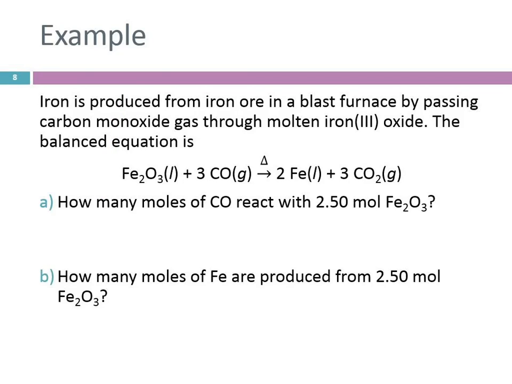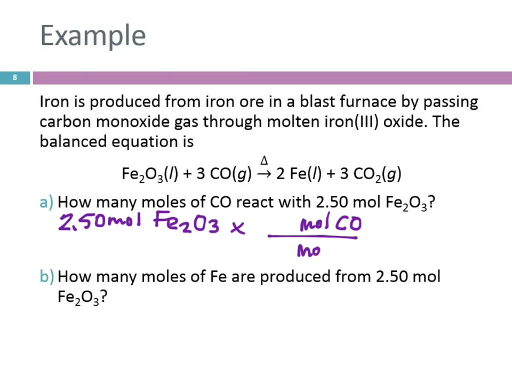Let's let the units tell us what to do. 2.50 moles of Fe2O3. And we want to know how many moles of CO, carbon monoxide. What unit should I put in the denominator? Moles of Fe2O3. Because I want this unit to go away. That's not the unit I want. This is the unit I want. So that would make this cancel out.